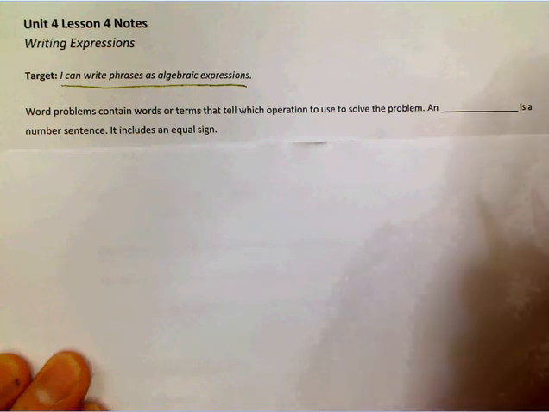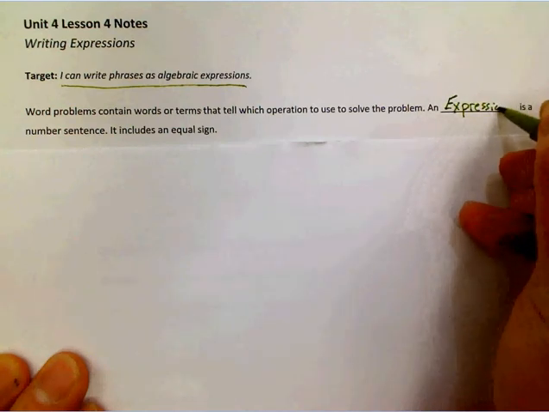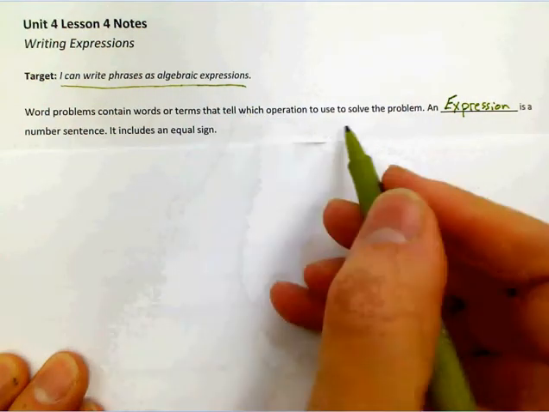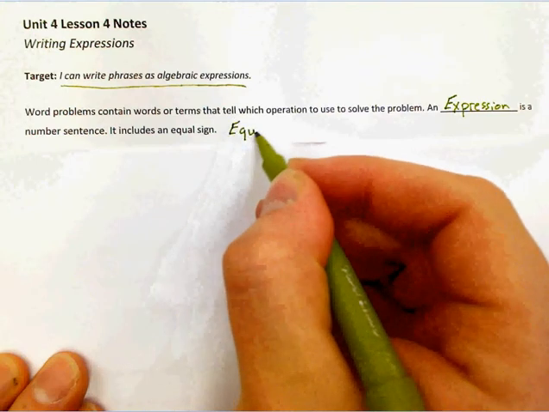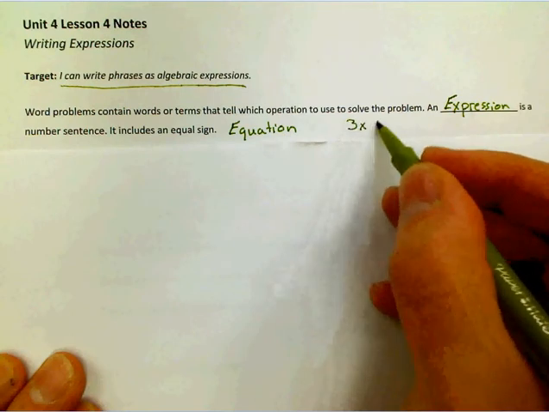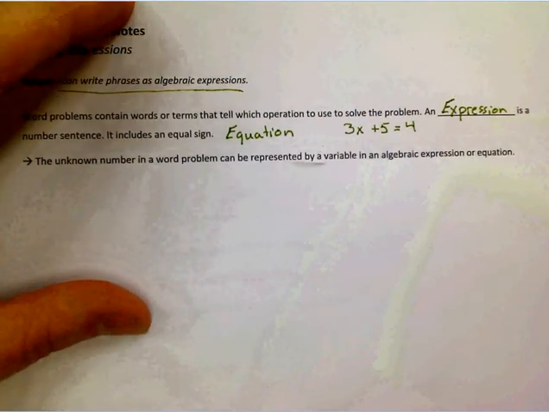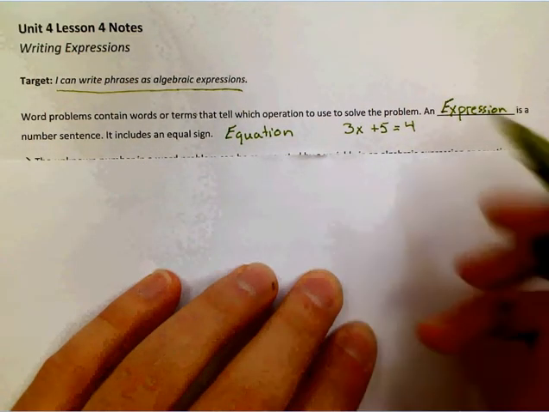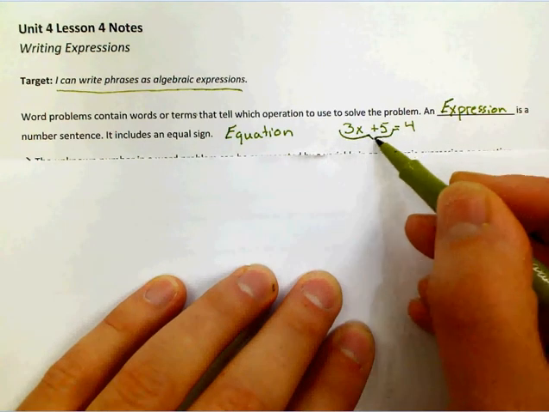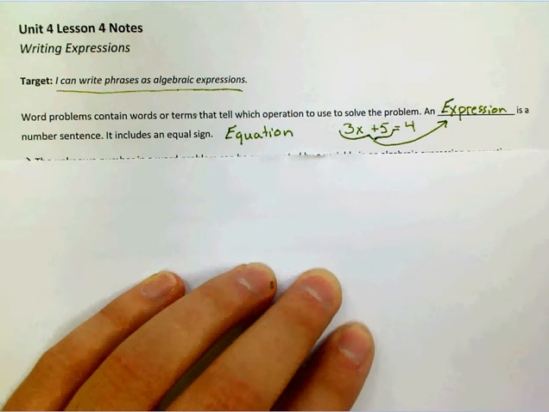An expression is a number sentence. It sometimes will include an equal sign. If it does, then that turns it from an expression to an equation. For instance, if I have 3 times a number plus 5 equals 4, this part right here, the 3x plus 5, is my expression. The whole thing is my equation because it includes that equal sign.